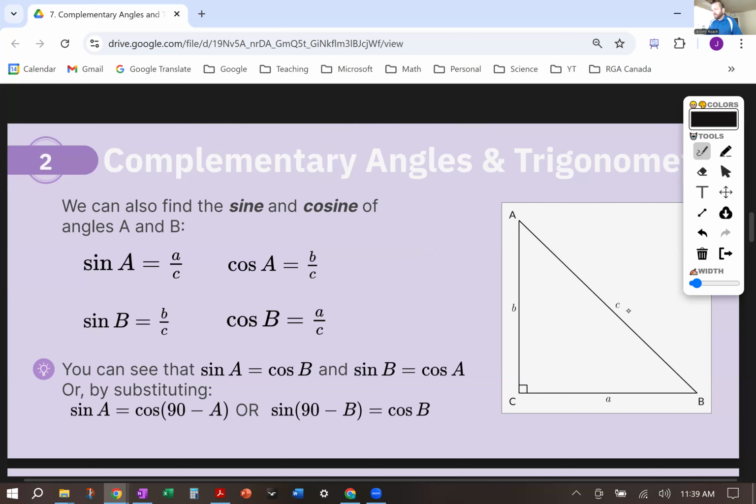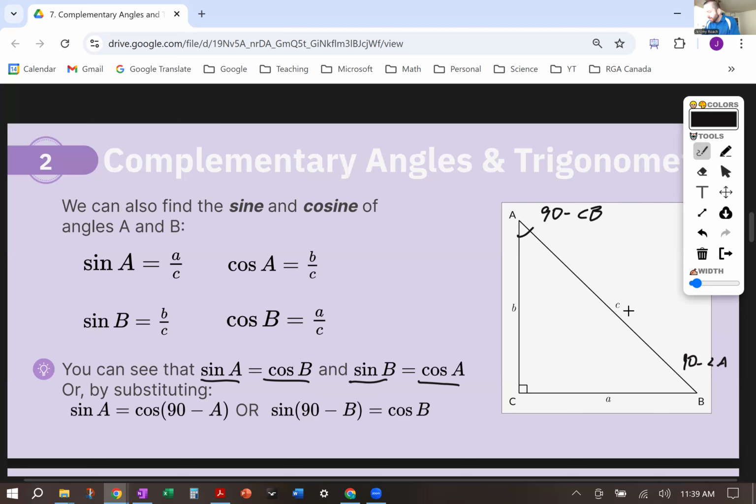The key takeaway is this. Since this is equal to 90 minus angle B, and this is 90 minus angle A, essentially we can say that sine A equals cosine B. This is something we just have to memorize for this part. And sine B is equal to cosine A. Let's look at why that is.